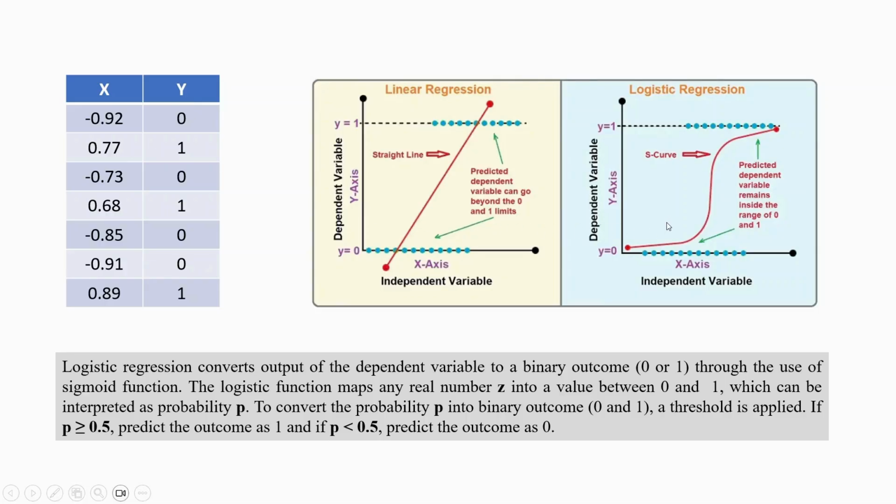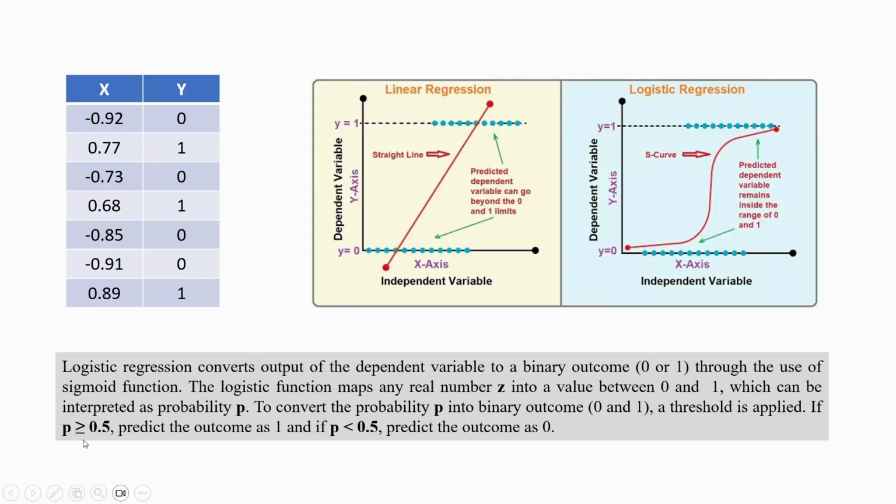So this problem can be solved with the help of the sigmoid function. So that's the reason we use logistic regression. Now in this case, the predicted dependent variable remains inside the range of 0 and 1. Logistic regression converts the output of the dependent variable to a binary outcome, 0 or 1, through the use of the sigmoid function. The logistic function maps any real number z into a value between 0 and 1, which can be interpreted as probability p. To convert the probability p into a binary outcome 0 and 1, a threshold is applied.